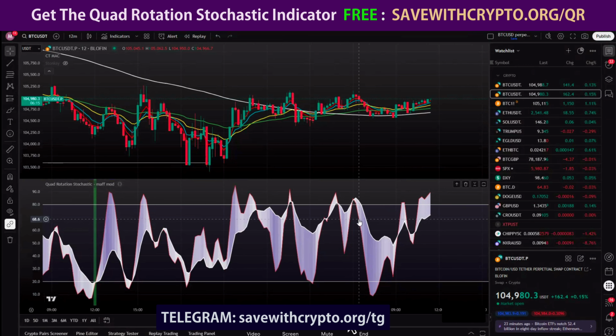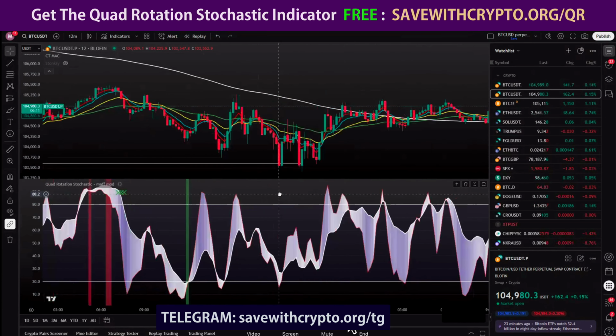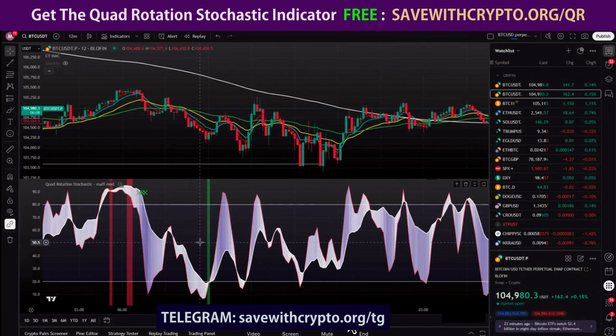There are stronger ones. There's probably one here, and this is coupled with the green background, which already existed in the indicator, so not something I added.